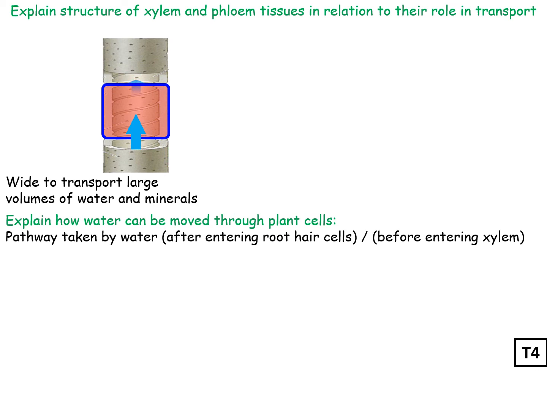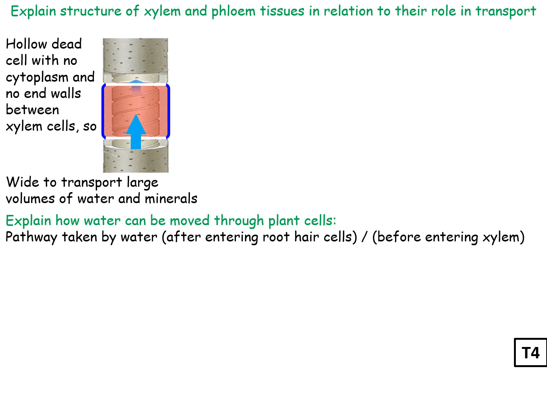To transport as much water as possible, these xylem cells have got no cytoplasm. So in other words, they're hollow. And because they have no cytoplasm, which means that there are no reactions happening within the cells, they're going to be dead cells. So they're hollow dead cells with no cytoplasm. Also, between one xylem cell and another, they have no end walls. So there's no cell wall between xylem cells, but there are cell walls on the outside.